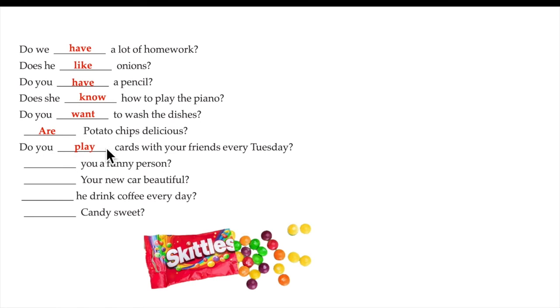Card games we play. So do you play cards with your friends every Tuesday? Again, yes, I do. That's all you need to say. It doesn't matter if the sentence is short or long. Remember that. These are the two key words right here. Do you play cards with your friends every Tuesday at your mother's house with your sister-in-law? Still, it's the same. Yes, I do. No, I don't.